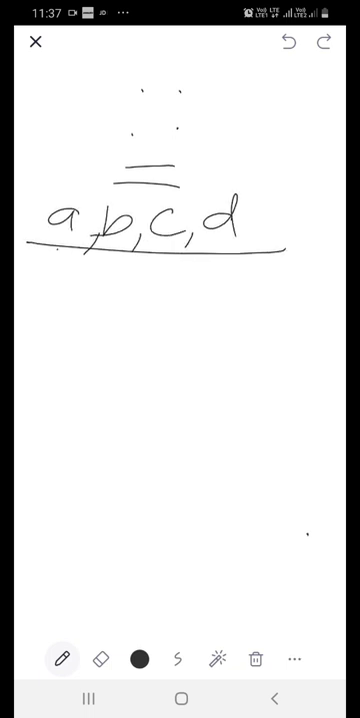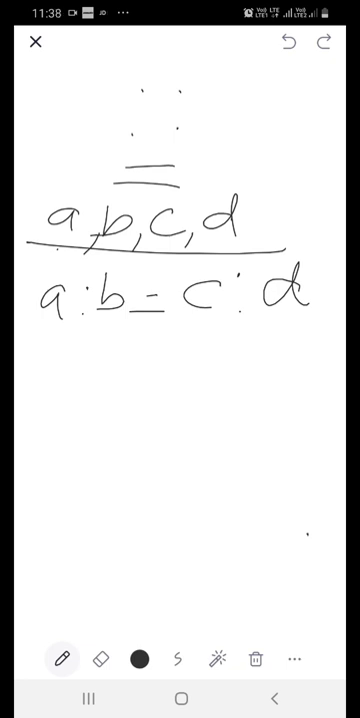So the symbol of the ratio is this, 2 dots. But the symbol of the proportionality is 4 dots, which we write as equality. Now suppose it is given that A, B, C, D are in proportion. So how are you going to write their proportionality? A is to B is equal to C is to D. For all the questions we are going to write this only.